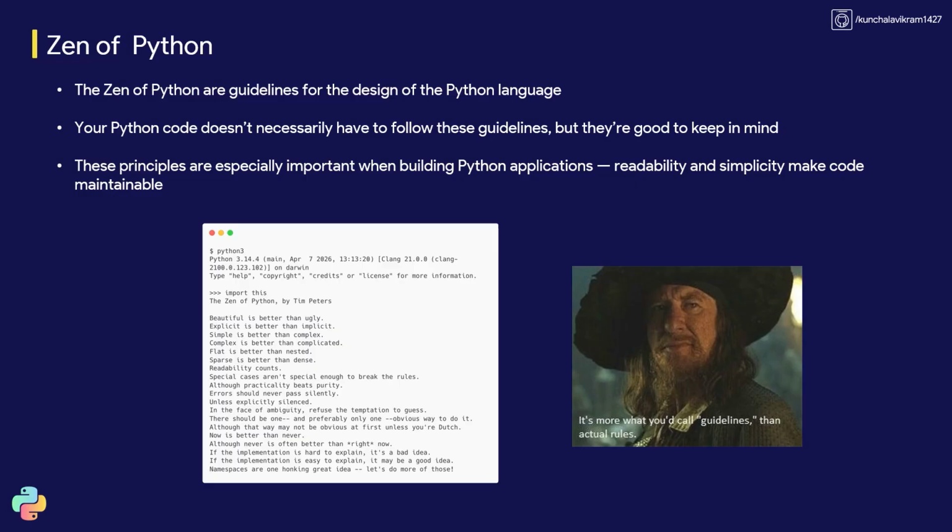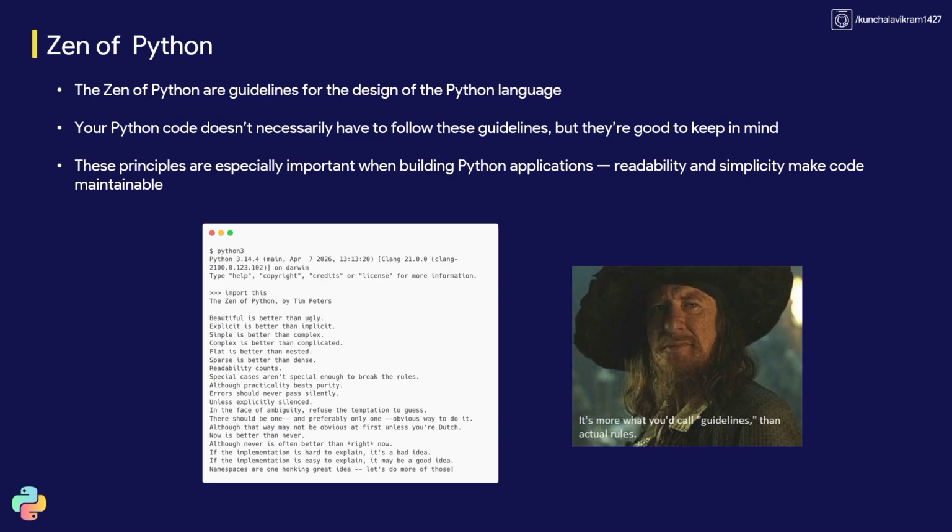Zen of Python. Before we go further, it's worth knowing about this Zen of Python. These are a set of guidelines for the design of the Python language, written by Tim Peters, who is one of the major contributors to Python. You can see them by running import this in the Python interpreter. So once you invoke the Python interpreter, after you install it, you can simply type import this and see all the standard guidelines. It clearly mentions how you maintain or write Python programs.